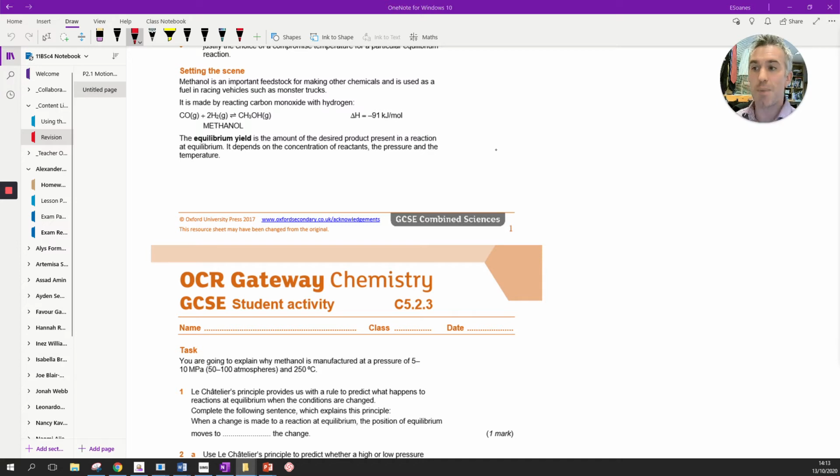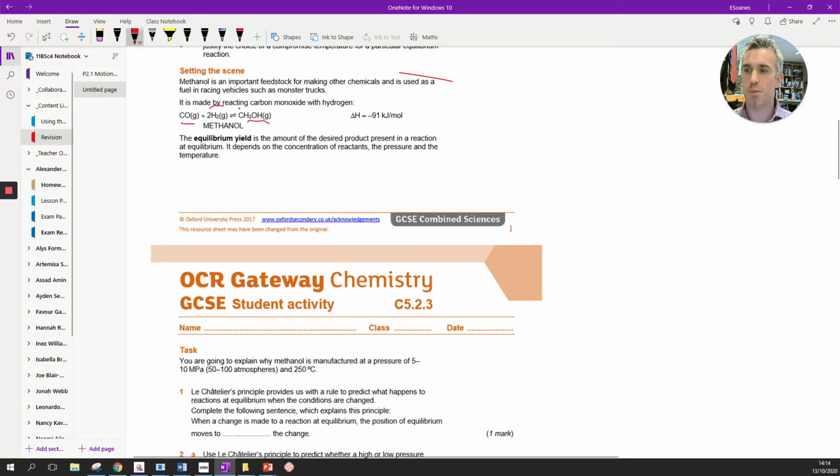Here is the reaction. It is made by reacting carbon monoxide with hydrogen. Oops, I've just drawn on this. This is carbon monoxide, CO, and this is hydrogen. And it makes this methanol. And it's a reversible reaction, okay? The equilibrium yield is the amount of desired product present in a reaction at equilibrium. It depends on the concentration of reactants, the pressure, and the temperature.